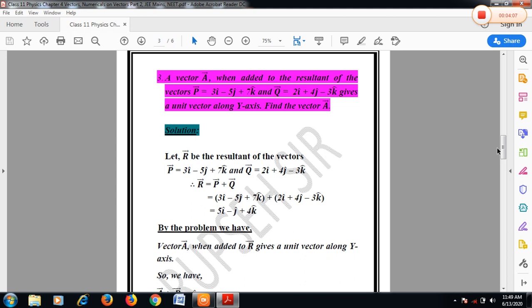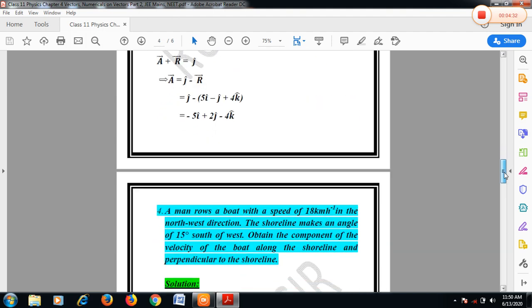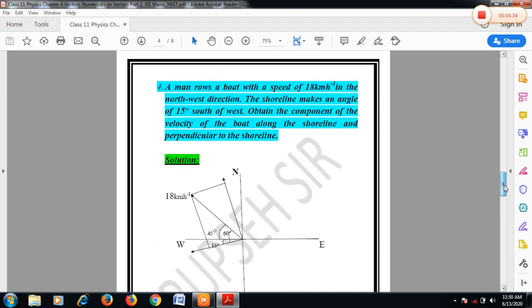Now by the problem, vector A when added to vector R, that is the resultant of P and Q, gives a unit vector along the y axis. So we have vector A plus vector R equals j cap, which gives vector A equals j cap minus vector R equals minus 5 i cap plus 2 j cap minus 4 k cap. Okay students, so let us move forward to the fourth question.